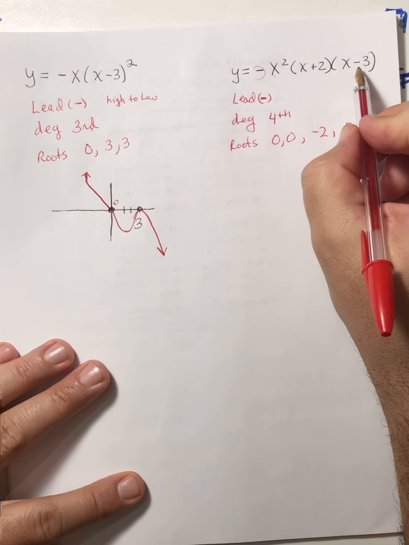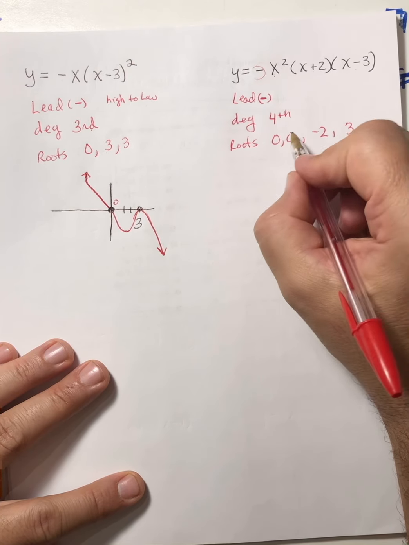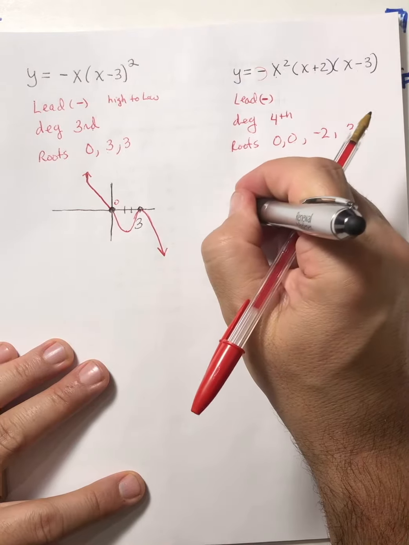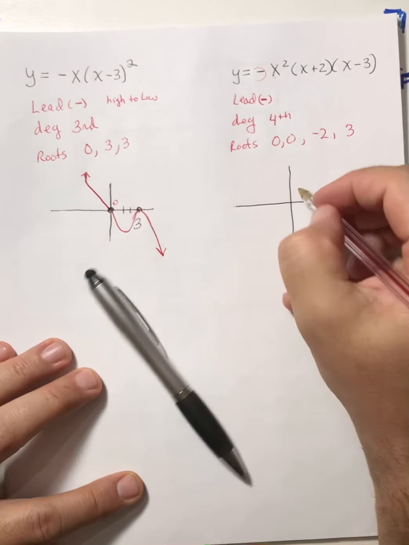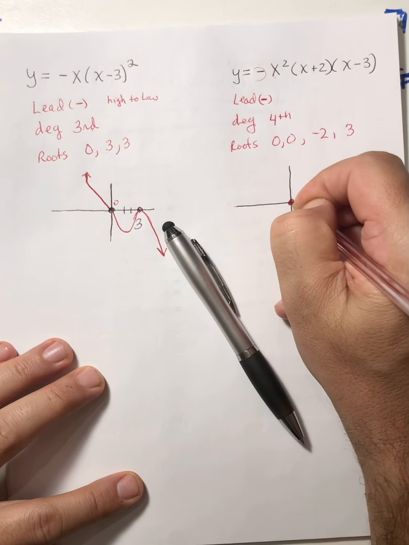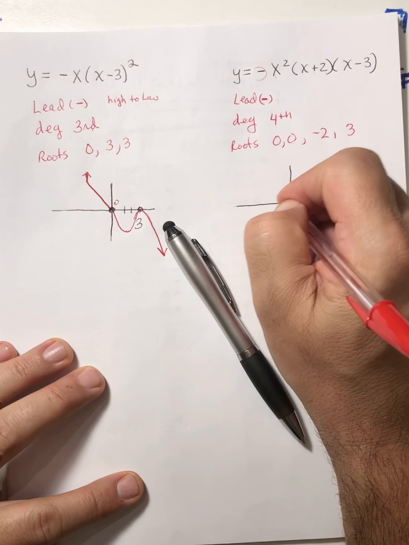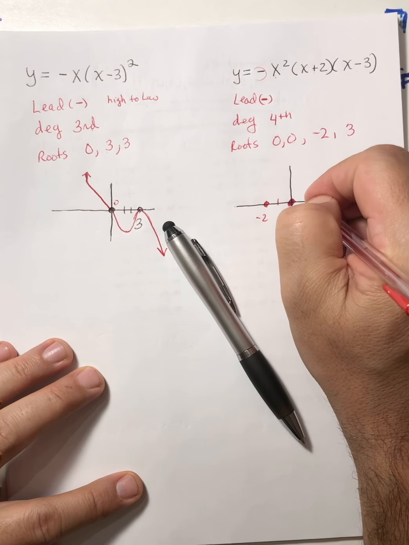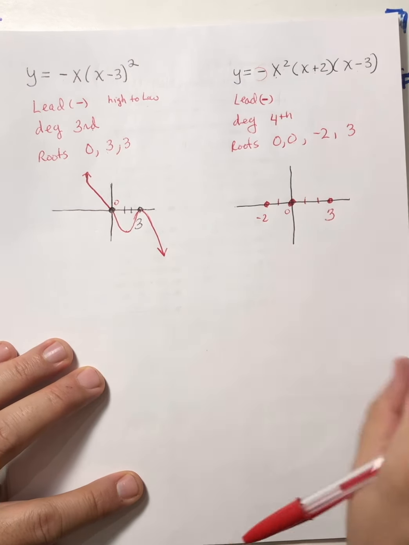Remember, for your roots, you set each of these equal to 0. So that says square, so we're going to see it twice. So I'm going to see 0 twice. Then we got a -2, 1, 2. And then I have a 3, 1, 2, 3.